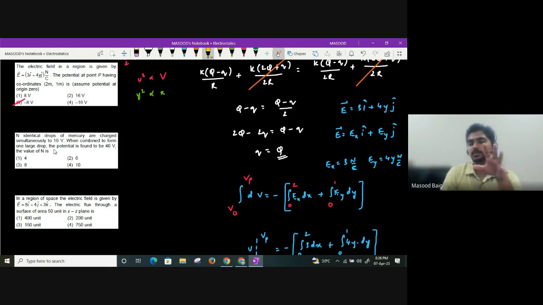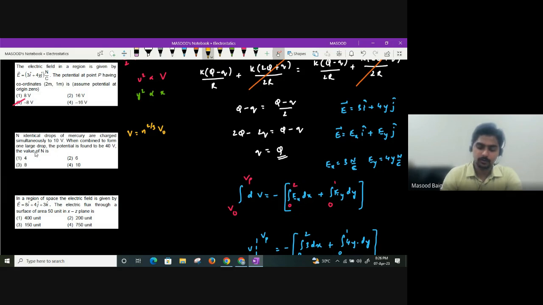We have seen yesterday when N drops are combining to form a large drop, radius will become N power 1 by 3 times. Yes or no? We have also seen charge will become N times. What will potential difference become, guys? Will it become N power 2 by 3 times of initial potential difference or not? Yes or no, all of you? So what is V value, they said?